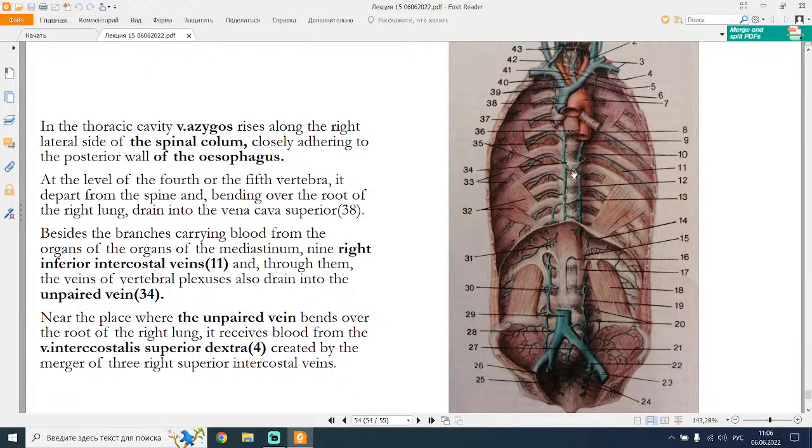Near the place where the azygos vein bends over the root of the right lung, it receives blood from the vena intercostalis superior dextra, created by the merger of three right superior intercostal veins.